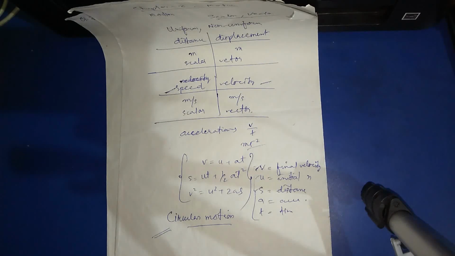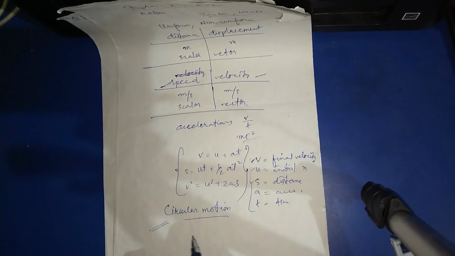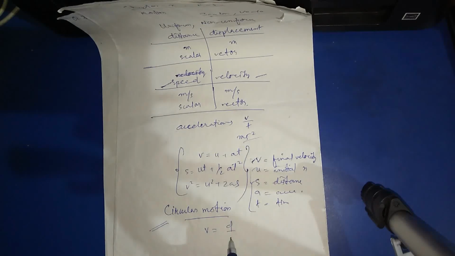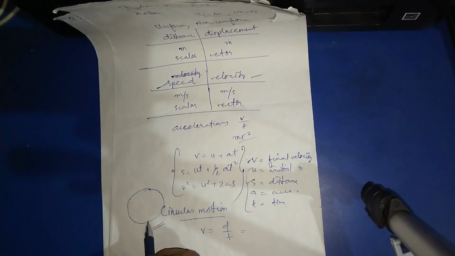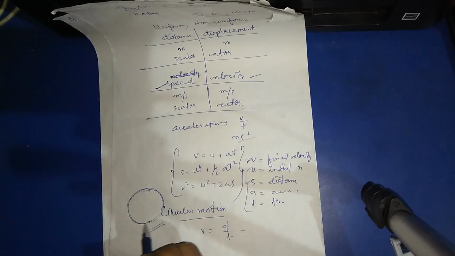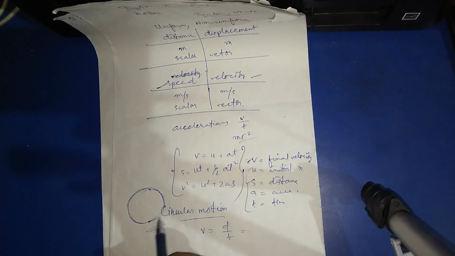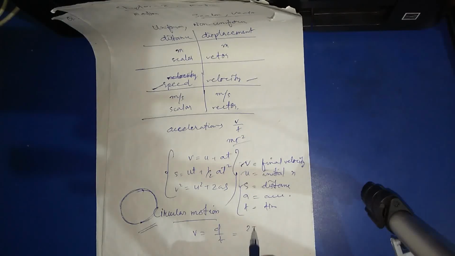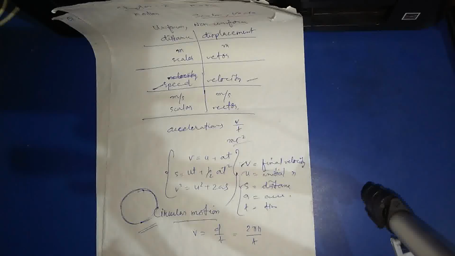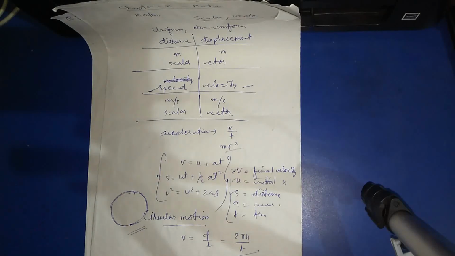One more thing. For a circular motion, the velocity will be distance by time. Normally velocity is distance by time, but for a circular motion, the body is moving in a circular path along the boundary of the circle. The boundary of the circle is nothing but the circumference of the circle. So the distance covered by the body is 2 pi r, so velocity is 2 pi r by t if it completes one revolution or one complete circle, instead of d by t in case of a circular motion. So that was all about this chapter 8.